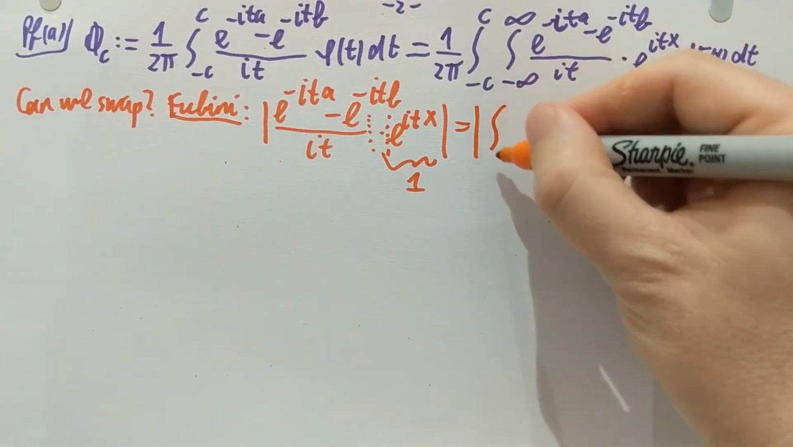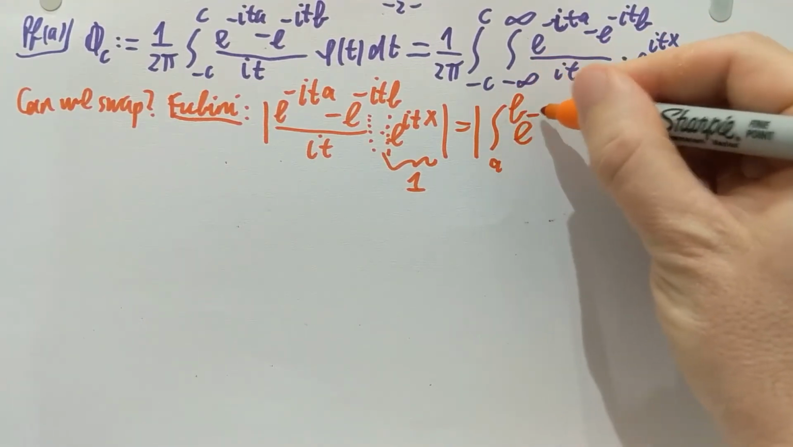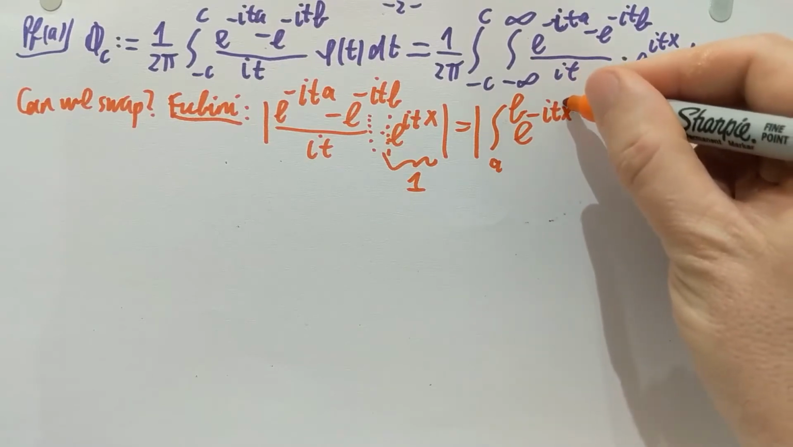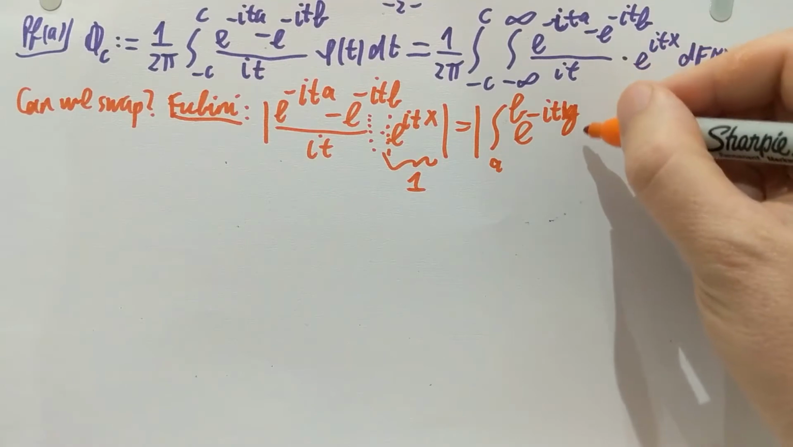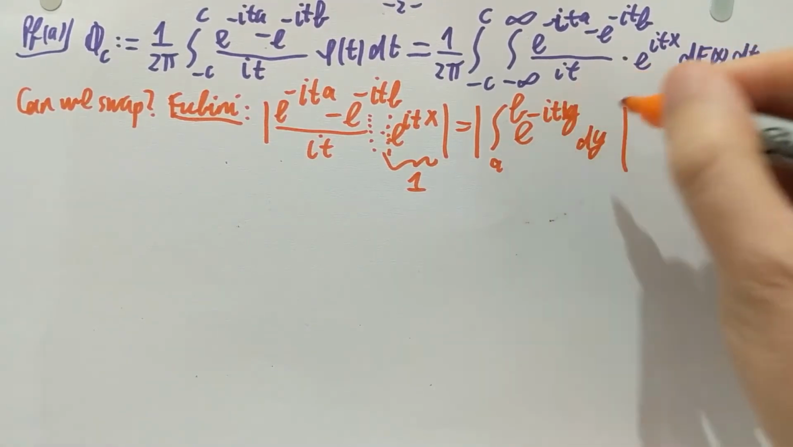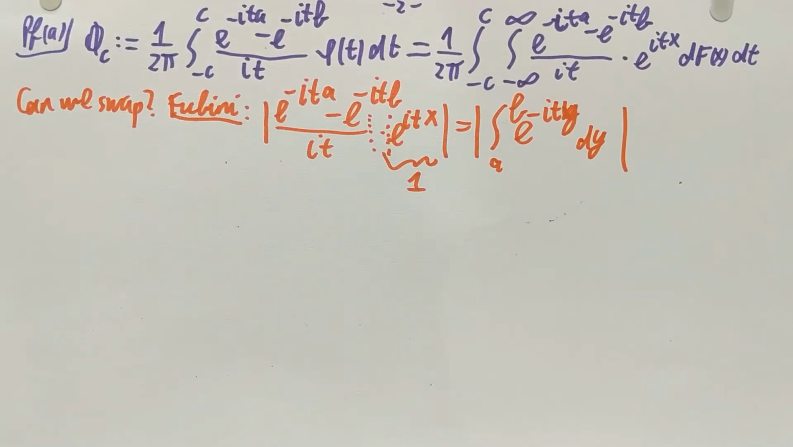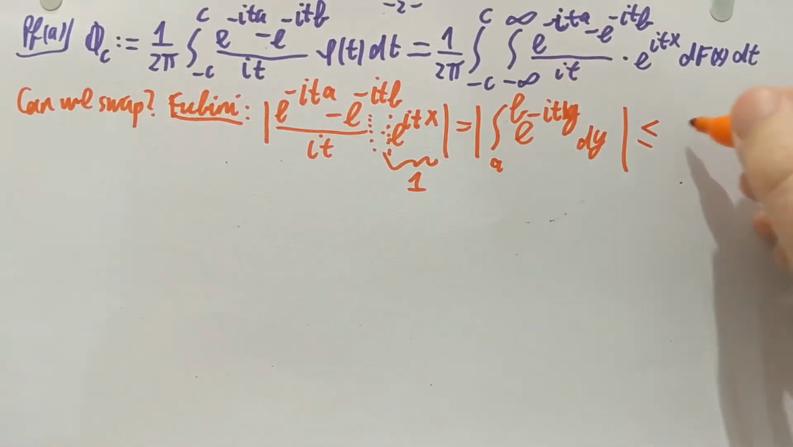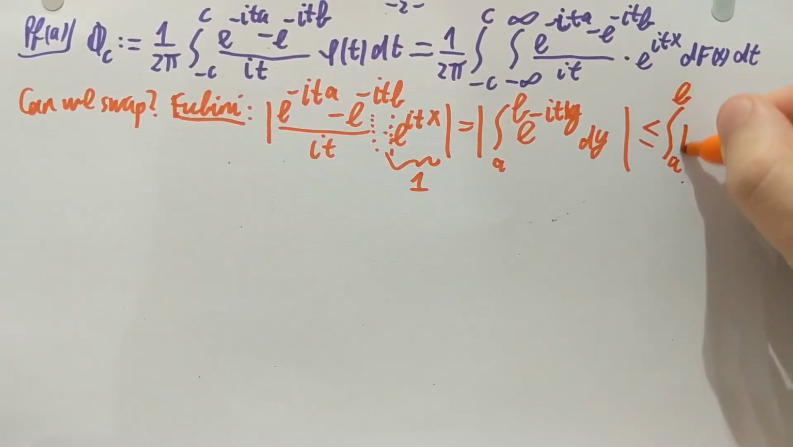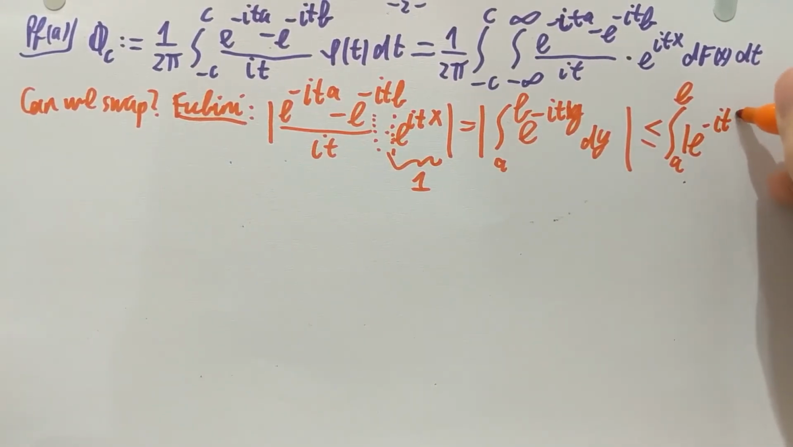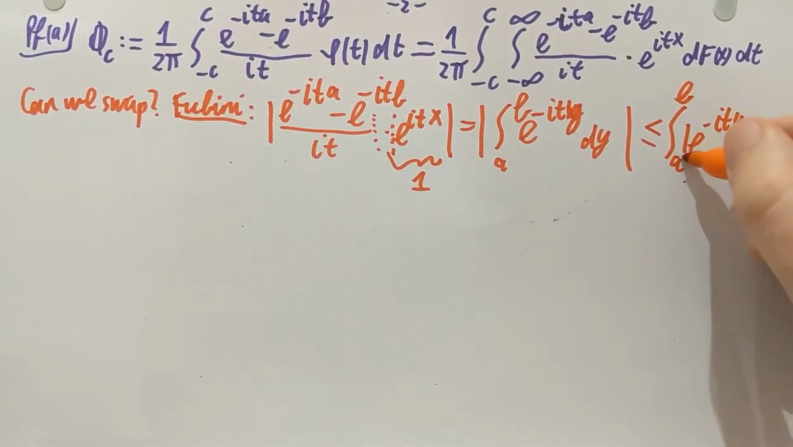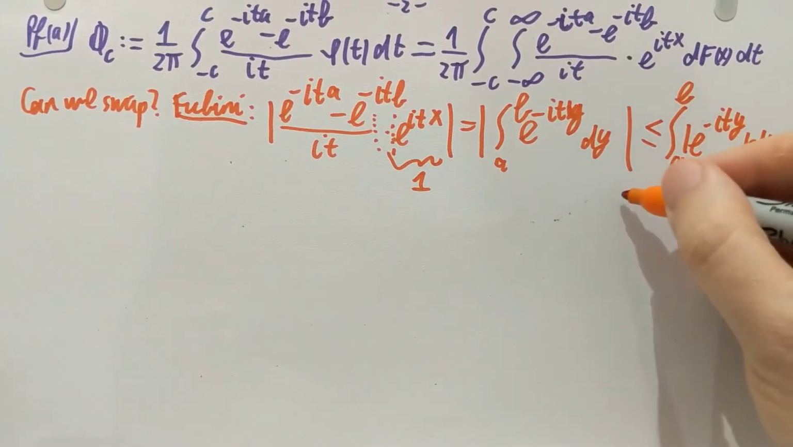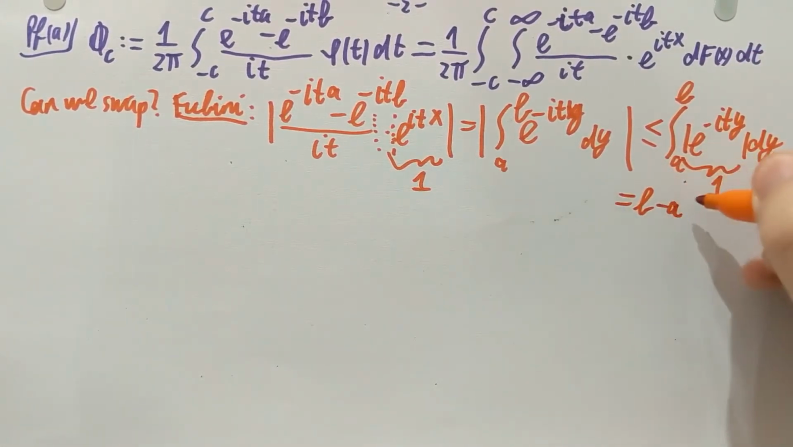And the first bit, if you check what the integral from a to b of e to the minus itx dx, but let's use another letter, let's use y here. If you check what the integral of exponential minus ity is, that exactly will give you that quantity there. And this thing is less than or equal to the integral from a to b of the mod of e to the minus ity. Just bringing the mod inside the integral makes it larger or equal. Okay, which is 1 integrated from a to b, so that's b minus a.